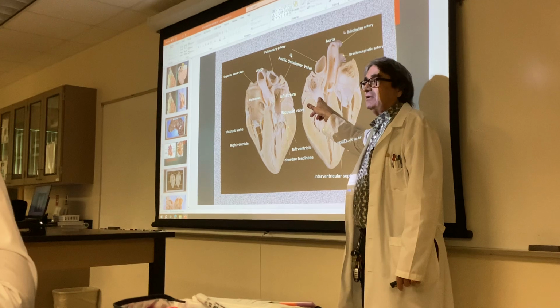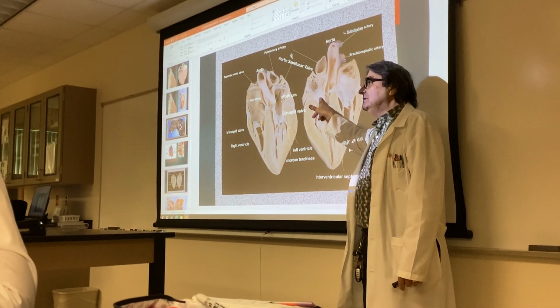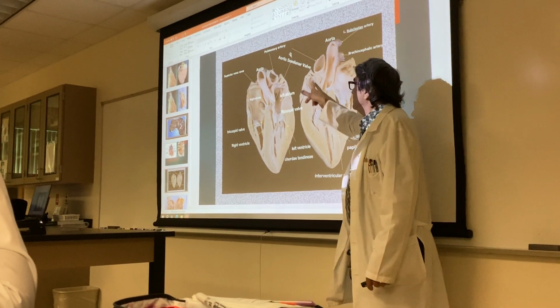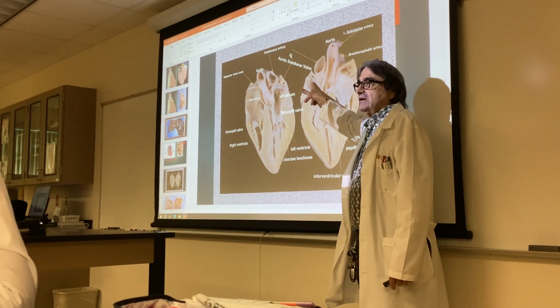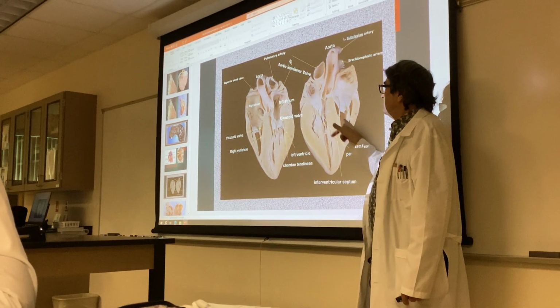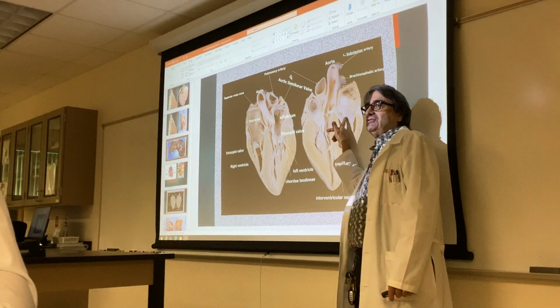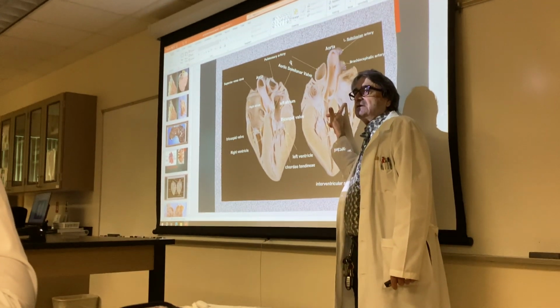It's the valve on the left side, so that's mitral or bicuspid. What's this chamber? Left atria. Right atria, right ventricle. That's the valve. Please, you need to know what the valves look like here.